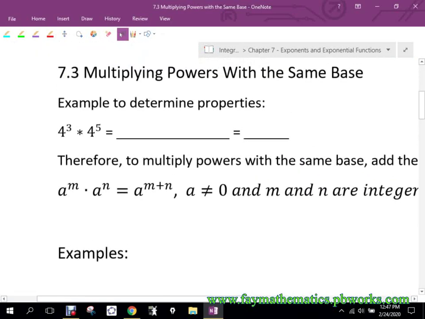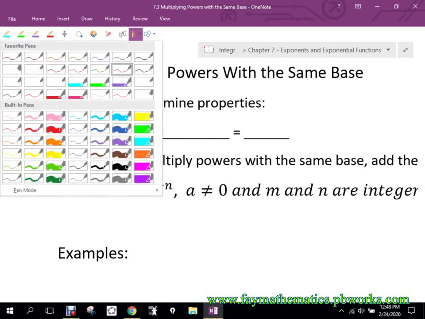Remember what exponents mean. If I have 2 to the third, that means repeated or repetitive multiplication. So 2 to the third means 2 times 2 times 2, correct? 3 to the fifth means 3 times 3 times 3 times 3 times 3. So in this case, right now, I've got 4 to the third times 4 to the fifth. What does 4 to the third mean? Okay, so 4 to the third means 4 times 4 times 4, right? What does 4 to the fifth mean?